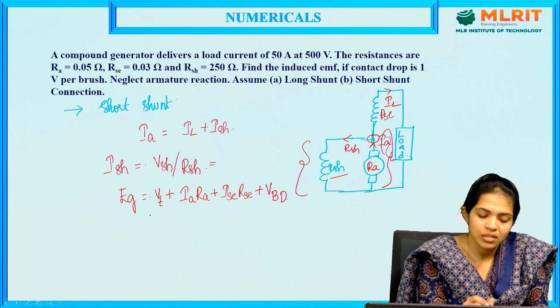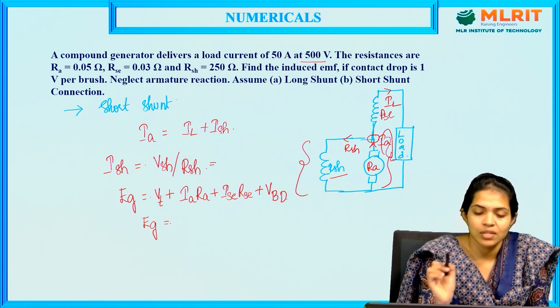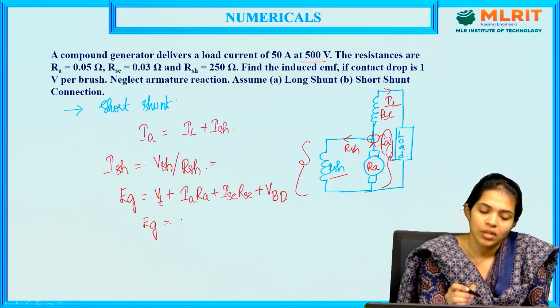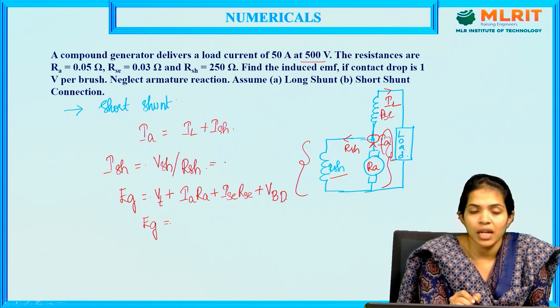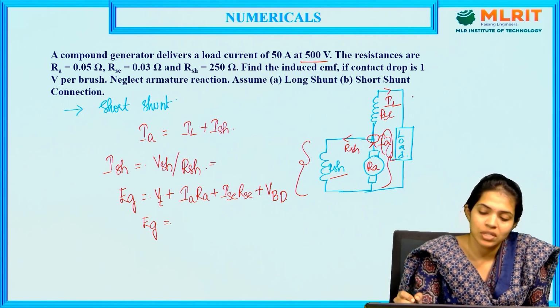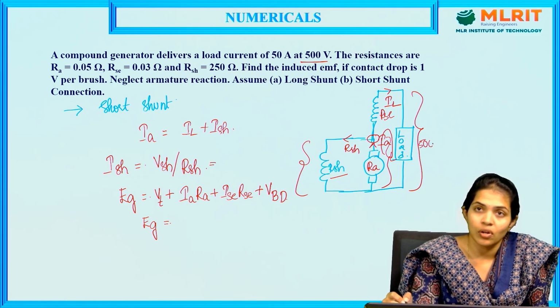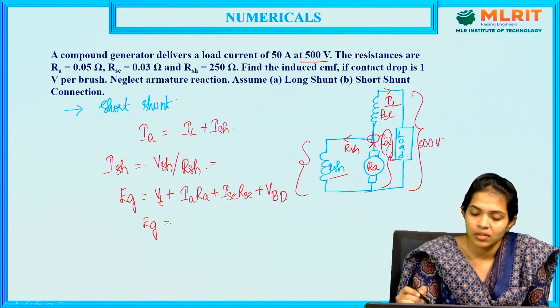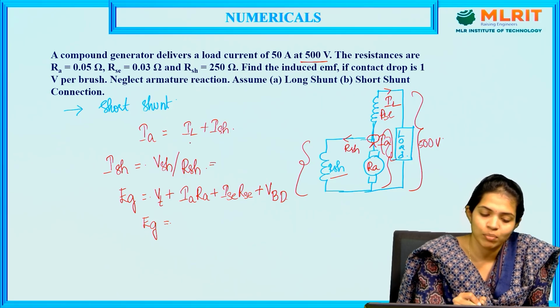So from this, here VT is given as 500 volts. So now we need to calculate ISH first. To calculate ISH again, we have 500 volts, which is the terminal voltage being applied across the load terminals. And we have the load current IL as 50 amperes.